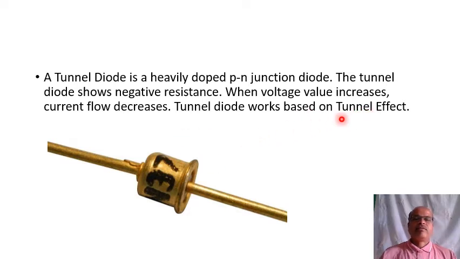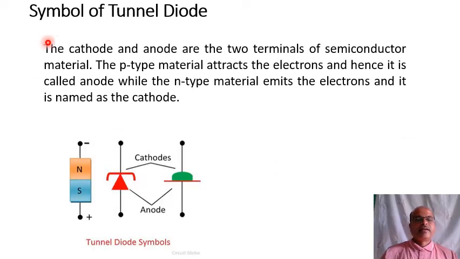This is a diagrammatical representation, and next is the symbol of a tunnel diode. The symbol consists of a cathode and an anode, which are the two terminals of a semiconductor material. The p-type material attracts the electrons and hence is called the anode, and the n-type material emits the electrons and is named the cathode. So this is the symbolic representation of a tunnel diode.